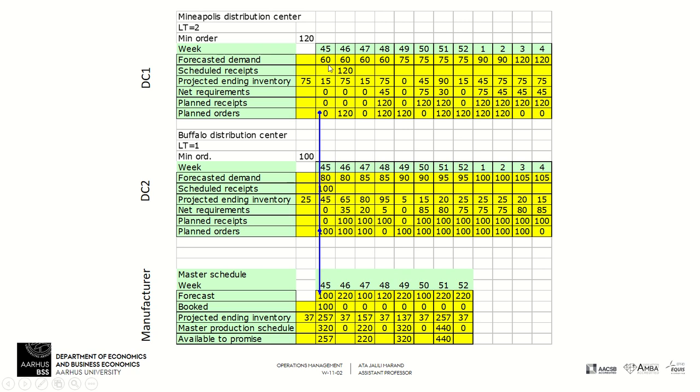So here we can see that the forecasted demand from the retailer at distribution centers is translated to the planned orders, and then these planned orders are translated to the forecasted demand at the manufacturer, which will be used to do the calculations for a master production schedule.